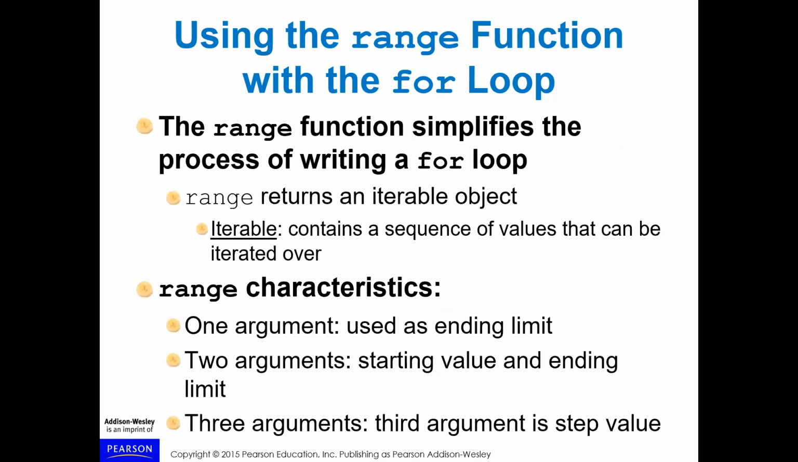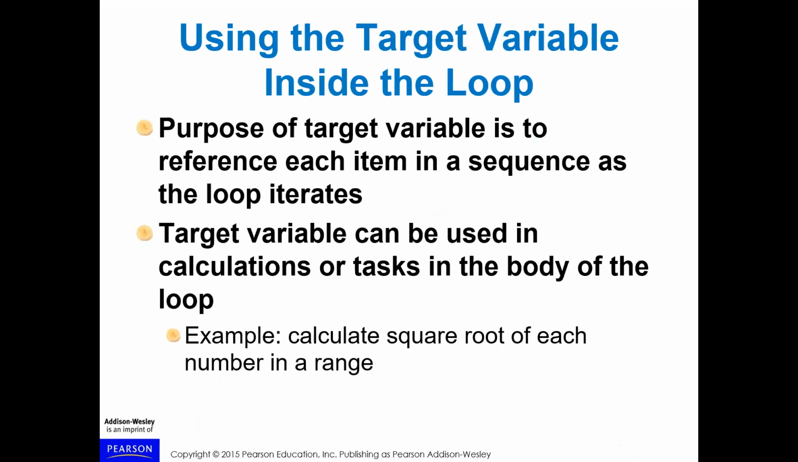All right, so we talked about iterable objects. As I said, you can see that there, already defined. We talked about the range characteristics. So we talked about 1 argument, 2 arguments, 3 arguments, right? Where the 3rd argument is the step value.